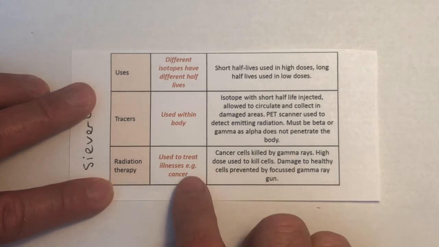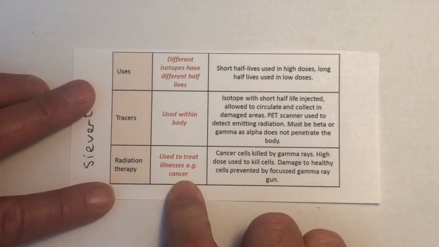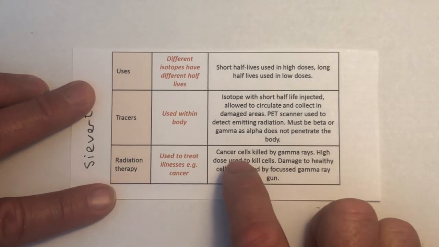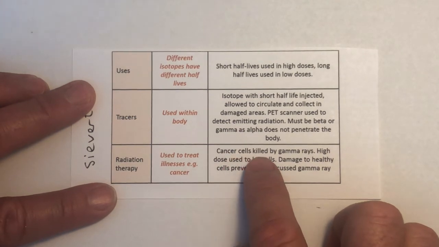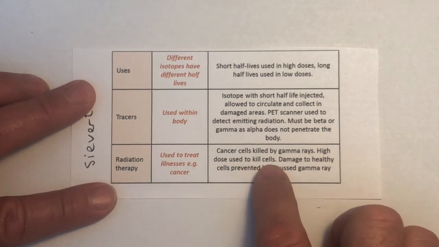Another one is radiation therapy. It's used to treat illnesses, for example cancer. Again, talking about my wife, she had radiotherapy for 4 weeks solid, 20 different occasions. What it does is the cancer cells are killed by gamma rays. So a high dose is used to kill cells.